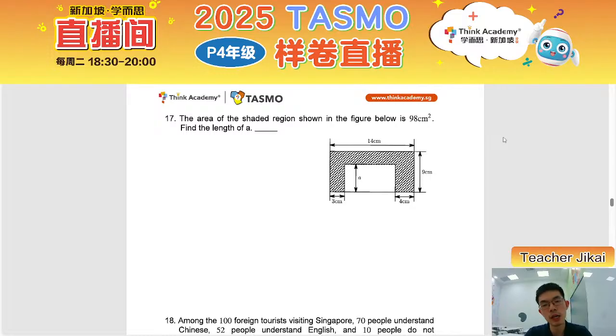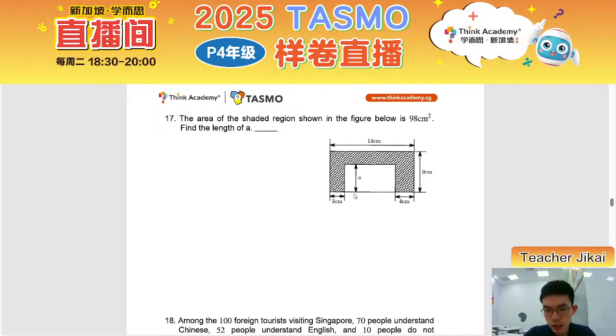Right, so we know we have a shaded region in a rectangle, and we know the not shaded. We have a total region in a rectangle, and the shaded here is 98. So what is the length of A? So it is something like total minus part, right? It is this kind of thing.